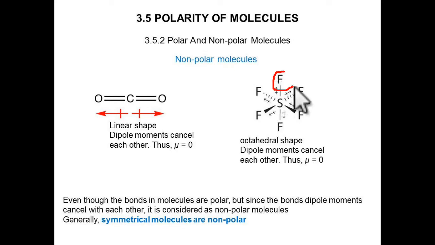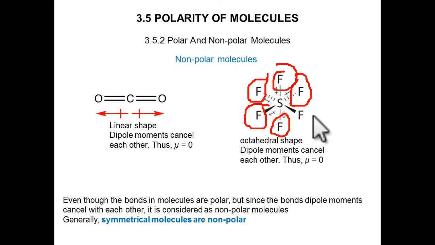This one will be cancelled by the one on the other side adjacent, and this one will be cancelled by this fluorine attraction, and this attraction force will be cancelled by this attraction force. So as we can see, at the end they cancel each other. Again the mu is 0. Therefore this is a non-polar molecule.